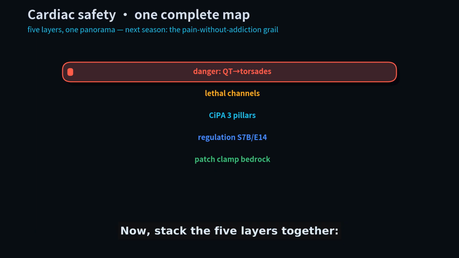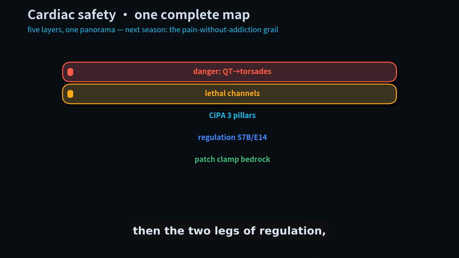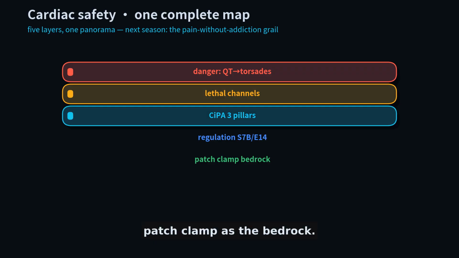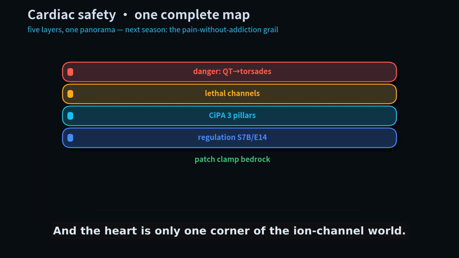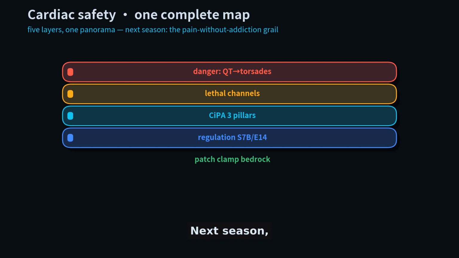Now stack the 5 layers together: danger at the top, then the lethal channels, then CiPA's 3 pillars, then the 2 legs of regulation, and at the very bottom, patch clamp as the bedrock. This is the complete map a new drug must cross to clear the cardiac safety gate. And the heart is only one corner of the ion channel world.